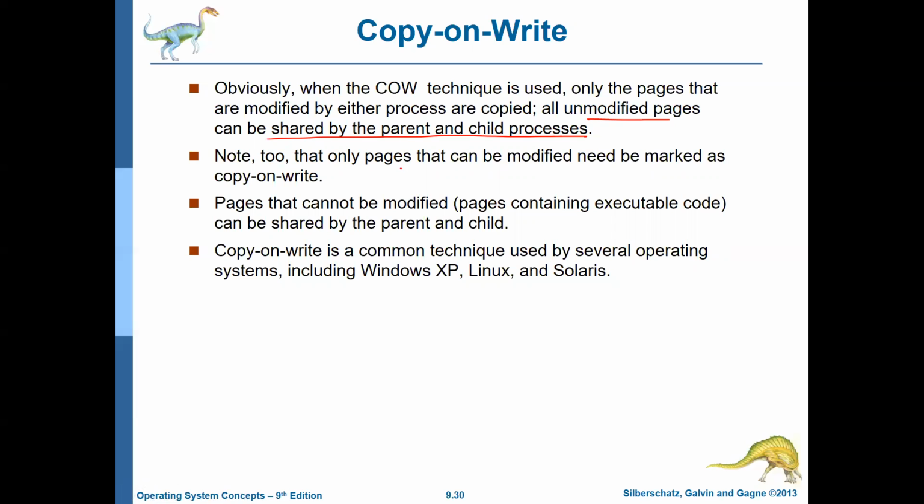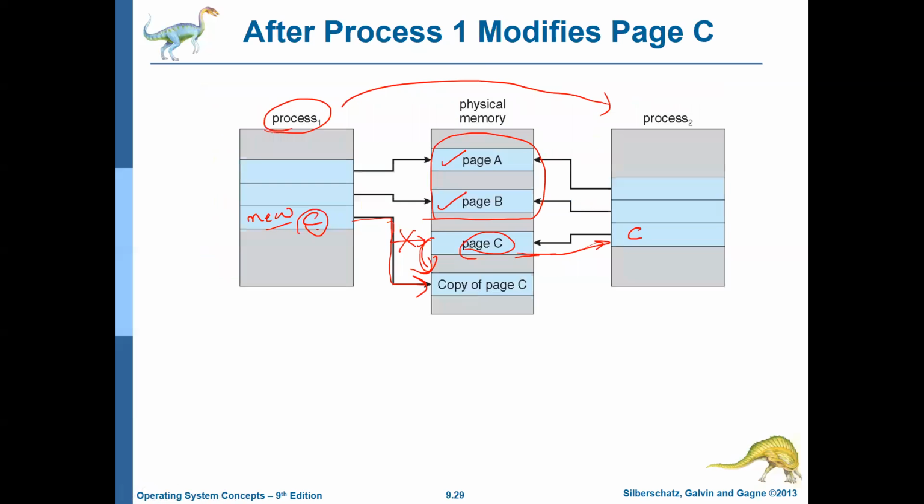Note that pages that can be modified have to be marked as copy on write. And there are certain pages that cannot be modified, for example pages which contain executable code. In this example, I showed you pages which are allowed to be modified. So you may have certain processes where modification is not allowed. Many cases may come like that.